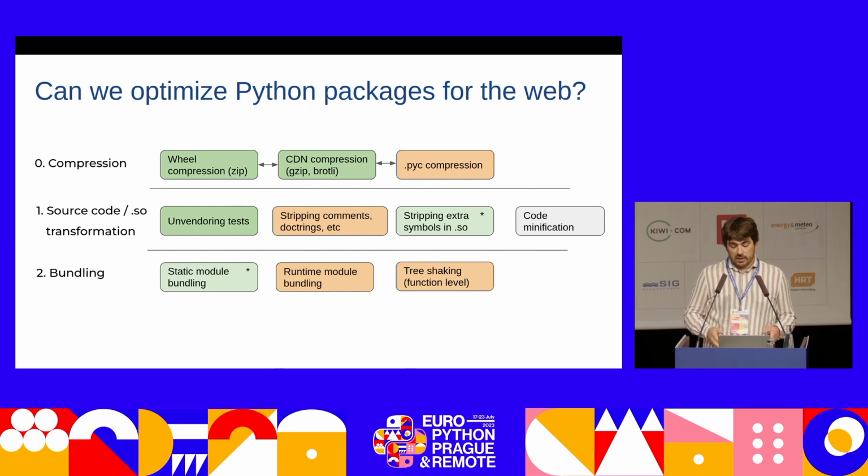And the final topic is bundling, which is we take a full application and we only keep things that we actually need. We only keep the files we actually need and maybe only the functions we actually need. So again, in JavaScript, this would be tree shaking. Is it possible in Python? That's a question. So in this figure, you can see some of the things that were already implemented in Pyodide. So for instance, we already do CDN compression or unvendoring tests, but other things still need exploration and more work.